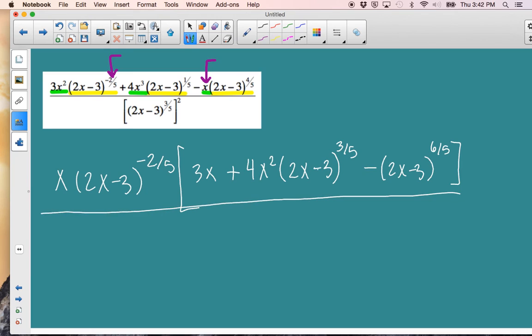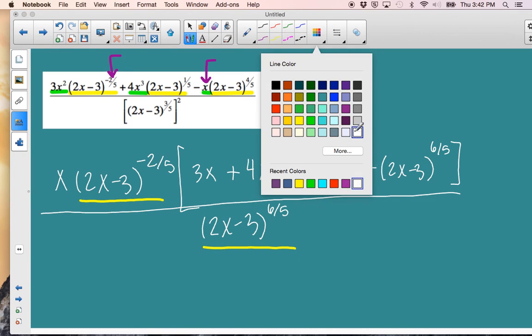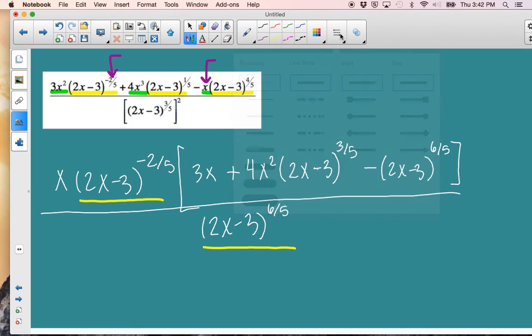Now the denominator stays the same, except from squaring it. So remember when you do power to a power and you square something, you have to multiply. So my denominator becomes 2x minus 3 to the power of 6/5. Well, I've factored, and I noticed that these have the same base. So you can subtract your exponents. So when I do that, negative 2/5 minus 6/5 is negative 8/5.